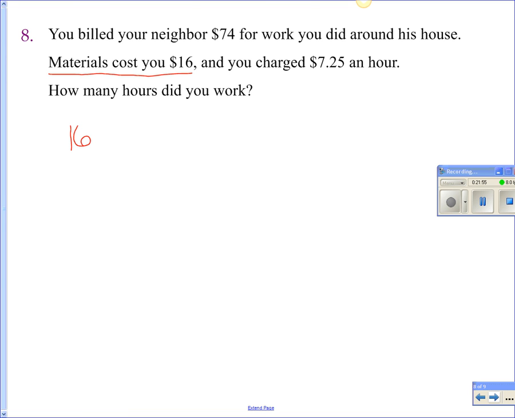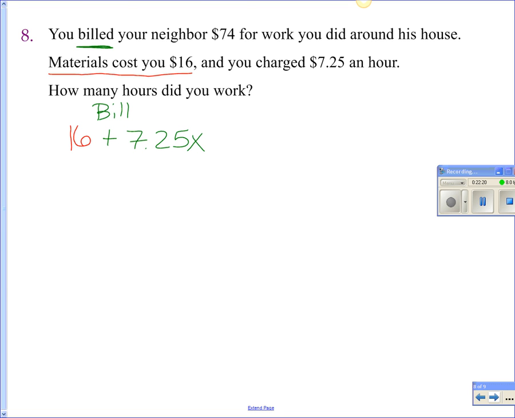What else do you have to pay for when somebody comes to build something? Labor. And labor is done, what? Per hour. Okay? So we're trying to figure out what the bill is. So the bill is going to be the materials, $16. What else is the bill going to have on it? And so what do I have to put for that? X.